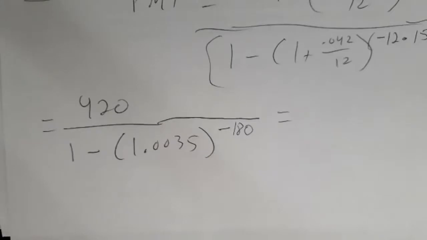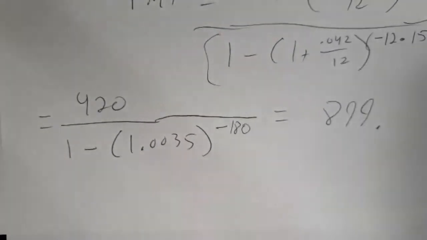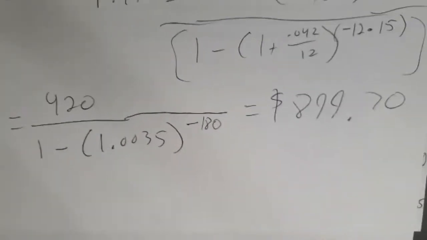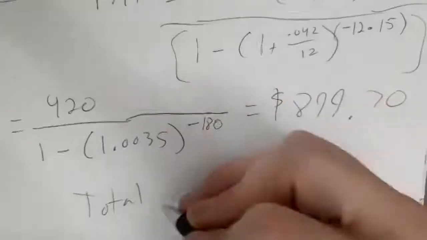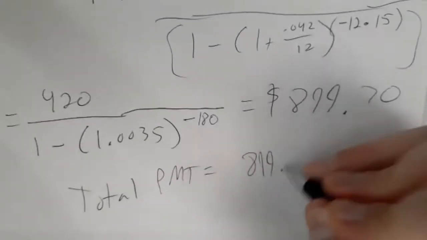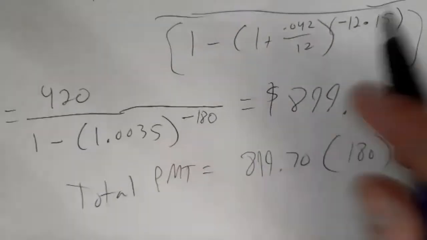So I'm doing a lot of the same steps over again. I feel like if I just crunch this, we're probably pretty much there. I've got to raise that to the negative 180 power. I have to do 1 minus the thing I just got. I do 420 divided by that thing. So I should be getting a payment of $899.70 is what I'm getting here. And if I'm going to do the total payment, I'm doing $899.70, and I'm doing that 180 times, or 12 by 15.